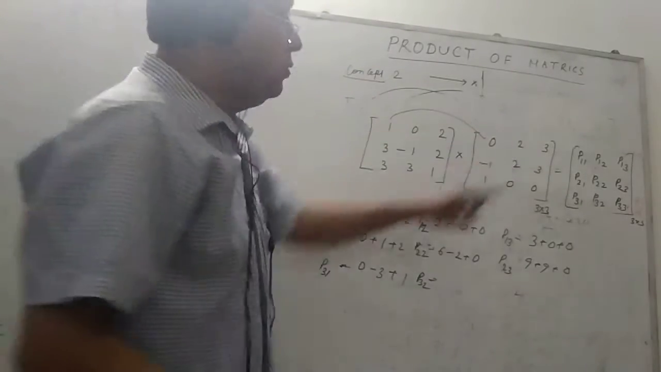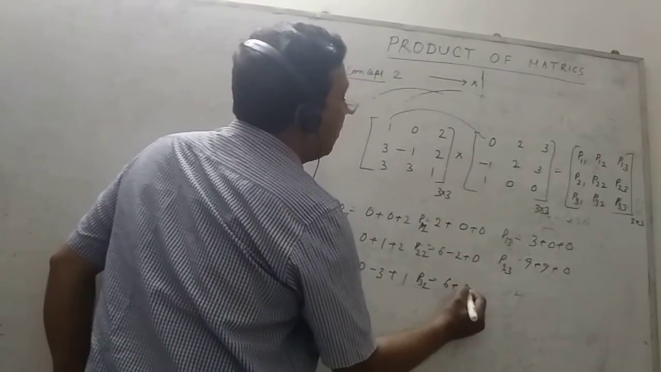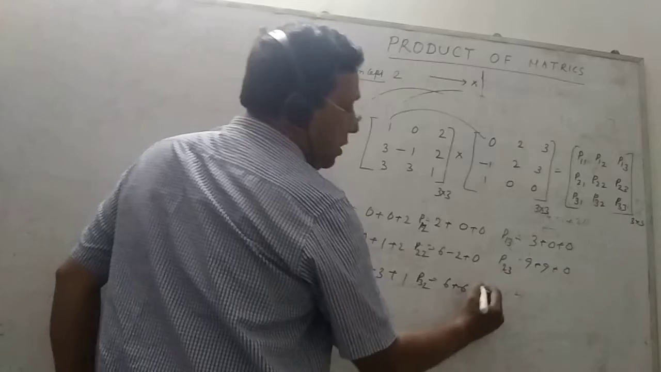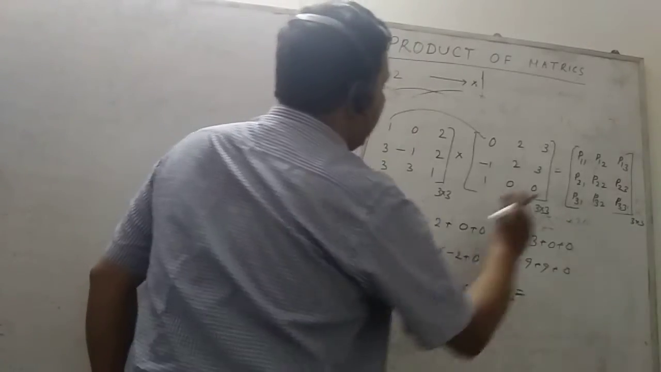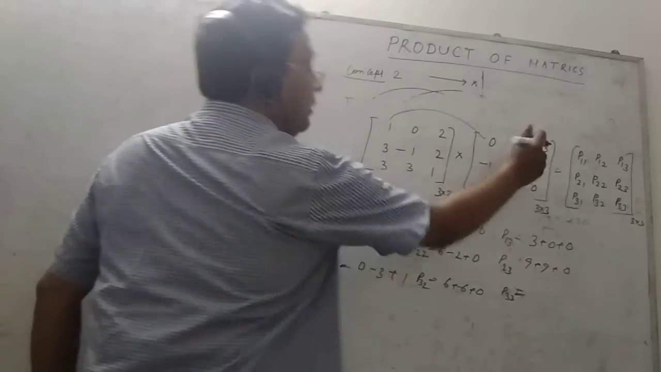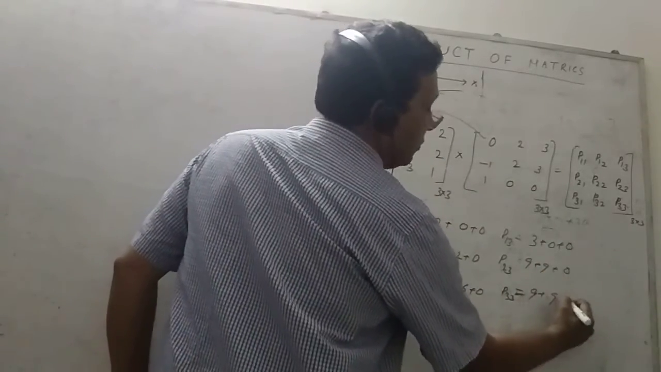So 3 into 2, 6, 3 into 2, again 6. You have to add, plus 1 into 0, 0. And last but not least, P33, that is third row, third column, 3 into 3, 9, plus 3 into 3, 9, plus 1 into 0, 0.